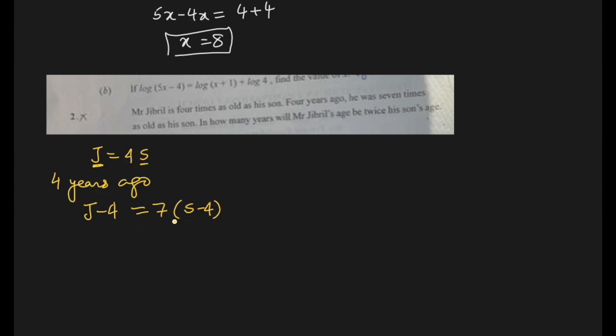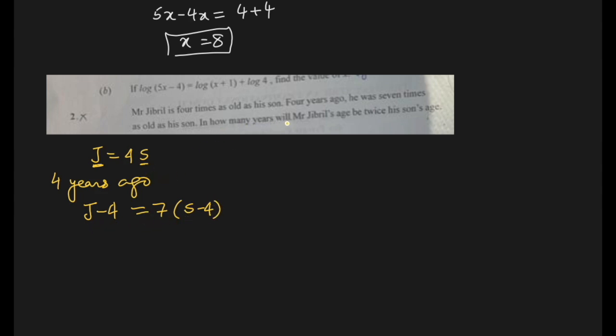Let's talk about question number 2. Question number 2 says Mr. Gabriel is 4 times as old as his son. So I am writing Mr. Gabriel's age as J, his son's age as S. 4 years ago, Gabriel will be J minus 4, right? Whatever he is now, minus 4. He was 7 times as old as his son. His son would also be 4 years younger. Both of them are 4 years younger.